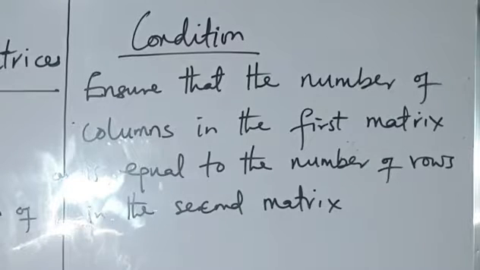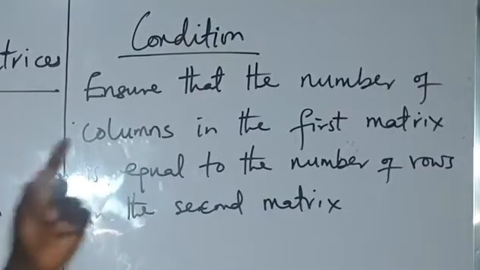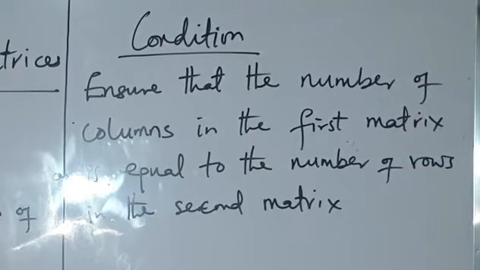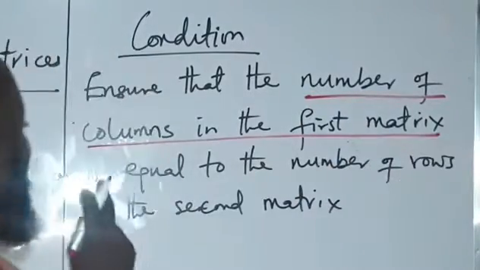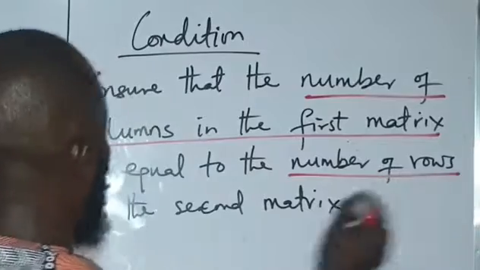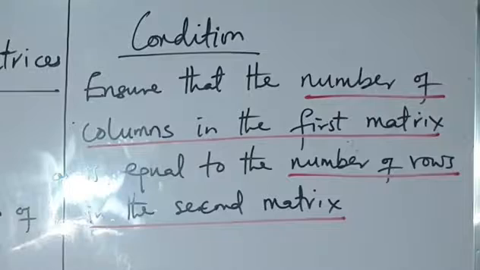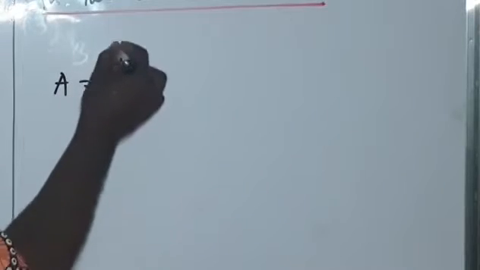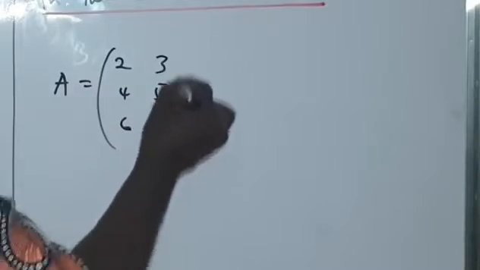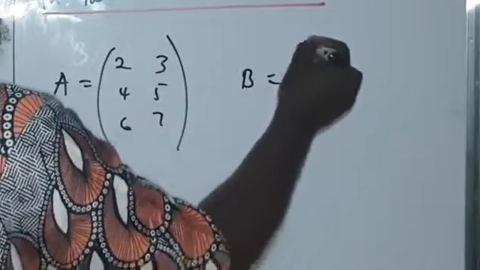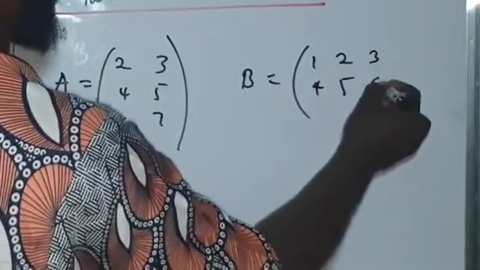All right, this is it. The condition is this: ensure that the number of columns in the first matrix is equal to the number of rows in the second matrix. Very, very important. So let's look at an example. Now we have matrix A, which is 2, 3, 4, 5, 6, 7, and matrix B, which is 1, 2, 3, 4, 5, 6.